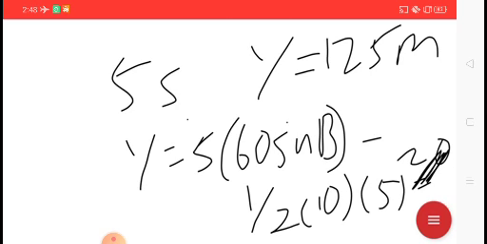So for question 1, part 2, A and B: 5 seconds and 125 meters. Now for question 2.